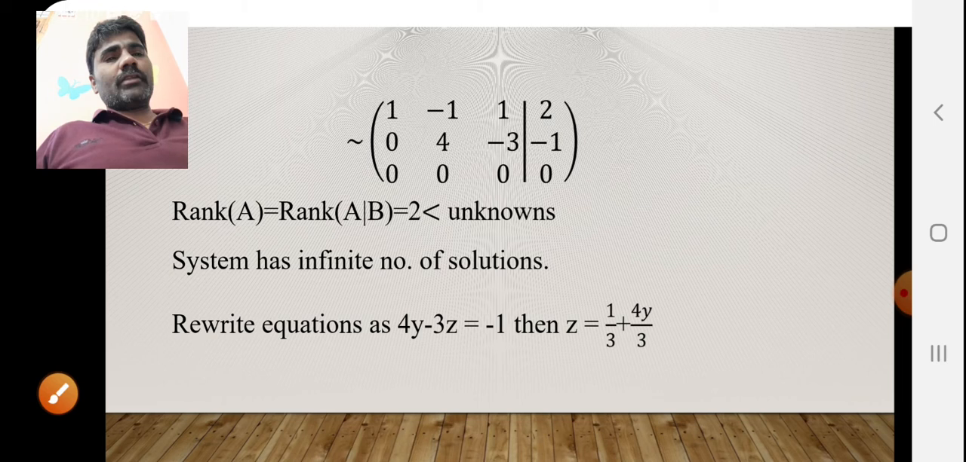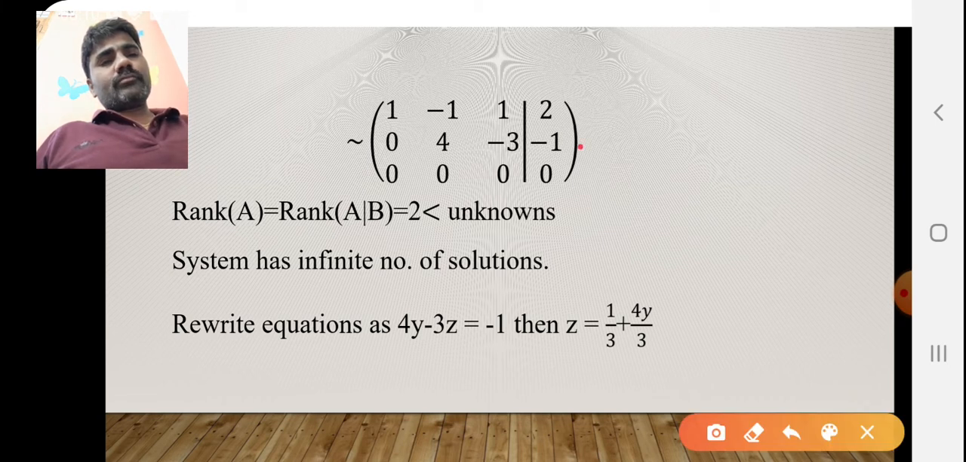So many solutions it has. Now the reduced equations: there are only two original equations. The first one is 4y minus 3z minus 1 equals minus 1. We solve this for z. z, in terms of y, is 1 by 3 plus 4y by 3. This is the z value.